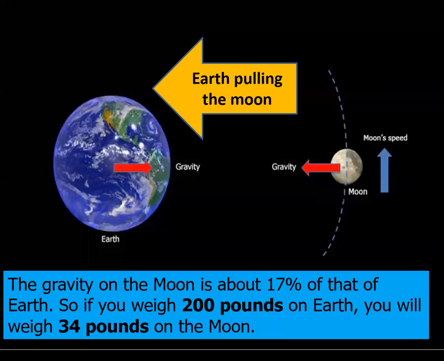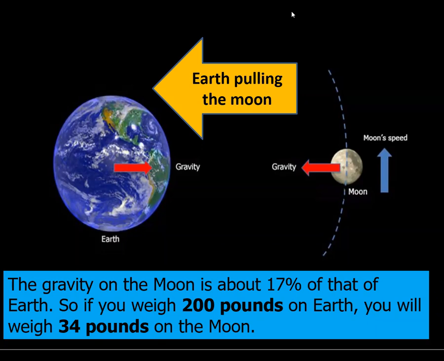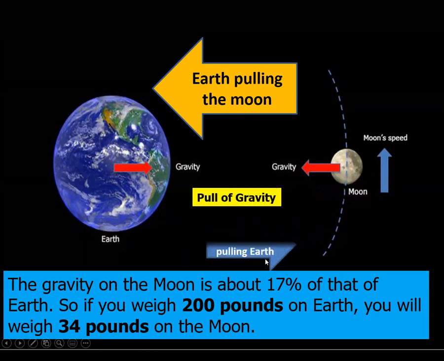The gravity is the one that is pulling each other. Like Earth is pulling the moon and the moon is also pulling the Earth. Of course, the gravity of Earth is far greater than the gravity of the moon because the mass of Earth is far greater than the mass of the moon. The gravity of the moon is about 17% that of Earth. So if you weigh 200 pounds on Earth, you will weigh about 34 pounds on the moon.